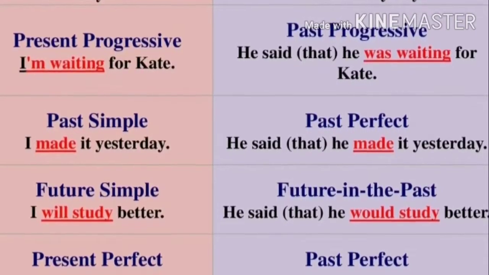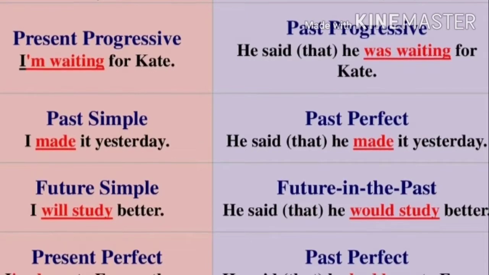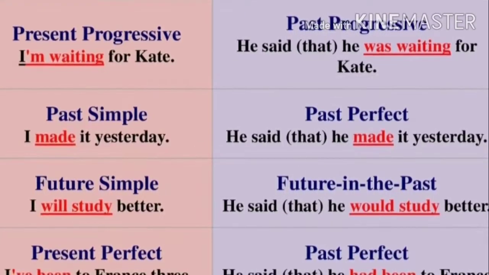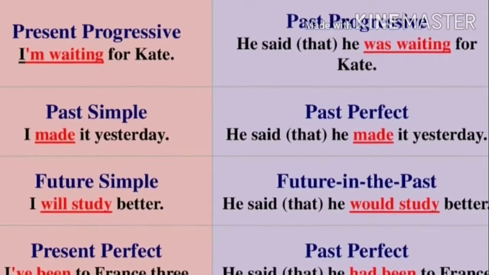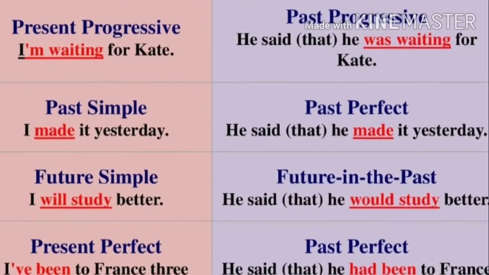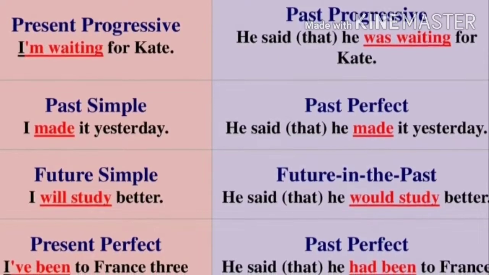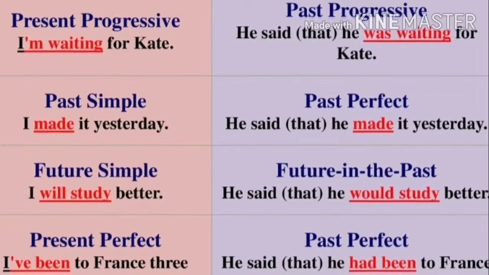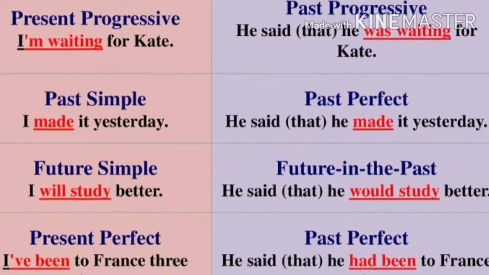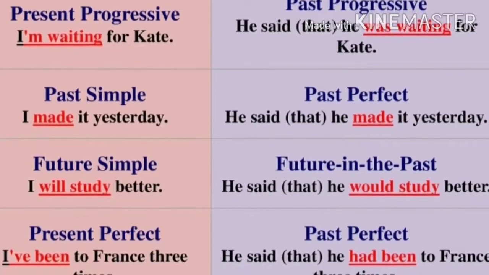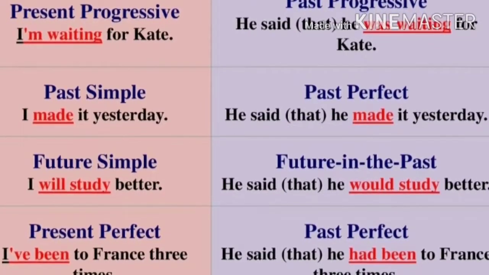Next students, your present perfect. As I have told you in my previous slides also, your present perfect will change to past perfect. Got it? Your present perfect will change to past perfect. So here is your example, students. The example is, I have been to France 3 times. So here in your indirect speech it will be, he said that he had been to France 3 times.